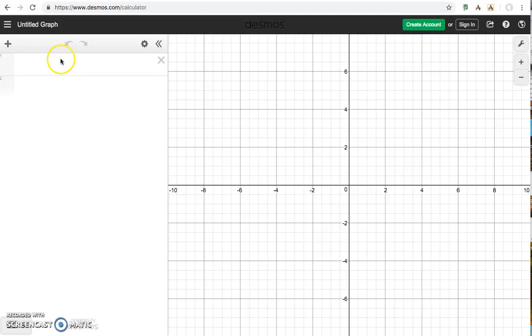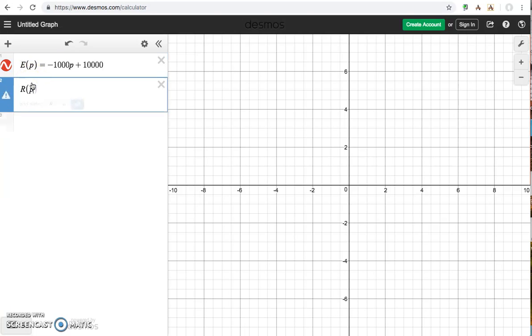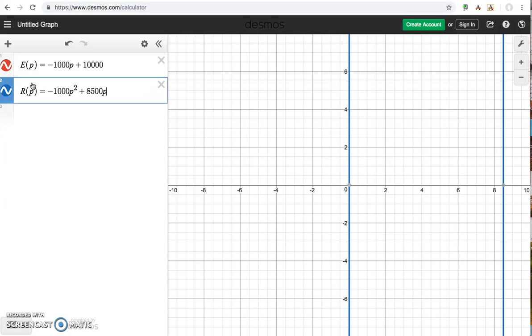Hi guys. Today we are talking about 3.8, graphing the new expense and revenue. So if you look at your green packet, we're going to be graphing the equations on the last page. The first one is E of P equals negative 1000P plus 10,000. This is the expense function in terms of price. And then the revenue function is equal to negative 1000 p squared plus 8500 p.